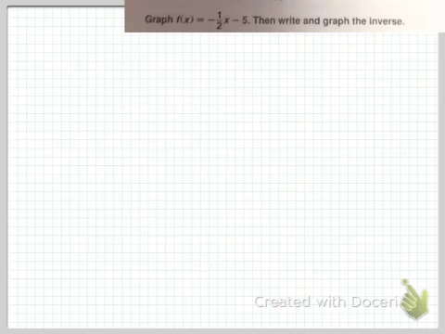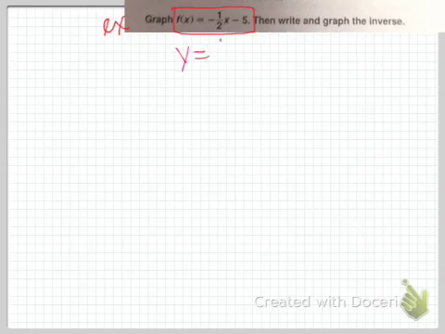Okay, I'm almost out of time, but I want to go ahead and do example 4 real quick. This is asking us to graph the function itself, which is a line. If you look at this, you can tell it's a line, so let's put it back into a format from chapter 3 that you should remember. Y equals negative 1/2 x minus 5. And we're going to graph that line, and then we're going to write and graph the inverse. So we're going to follow the same steps we just did.